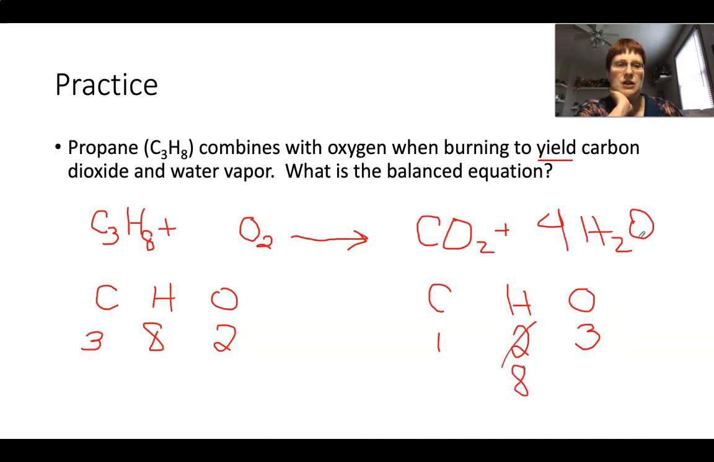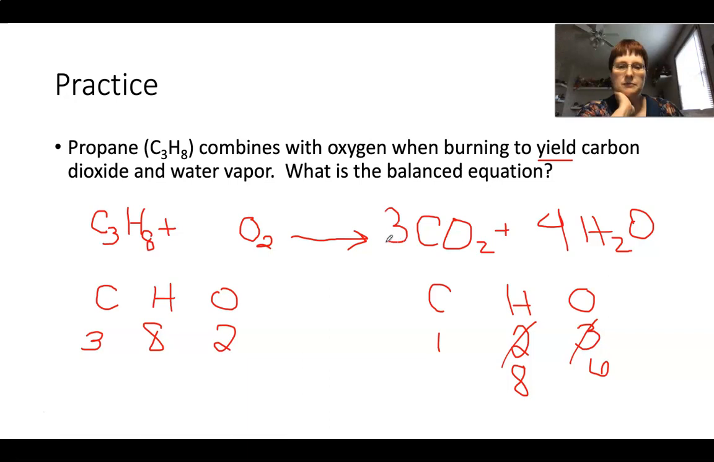That's also going to change the number of oxygens. So we now have 2 here. We have 4 here. So that's going to give us 6. All right. So that fixed our hydrogen. Let's take a look at carbon. So can we fix carbon by putting a coefficient somewhere? Yeah, we can. Because we've got 3 carbon on this side, 1 carbon on that side. That's a pretty easy fix.